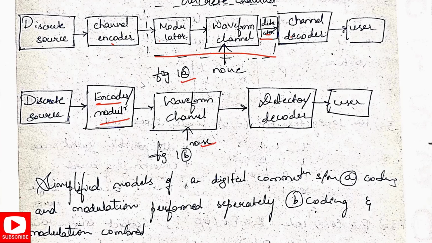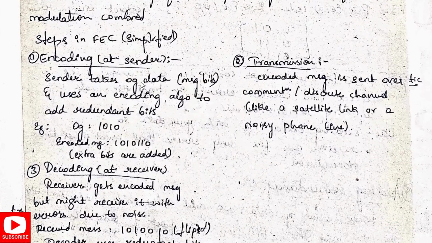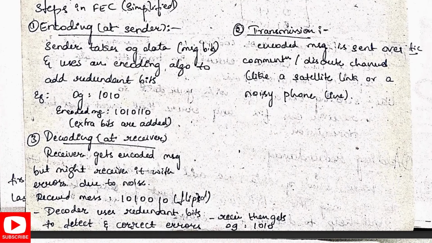Here you can say figure 1 is a simplified model of the digital communication system. Coding and modulation are performed separately. Coding is done and then modulation. But here both are combined. This is the difference. Next, coming to the steps involved in forward error correction, first step, what happens?